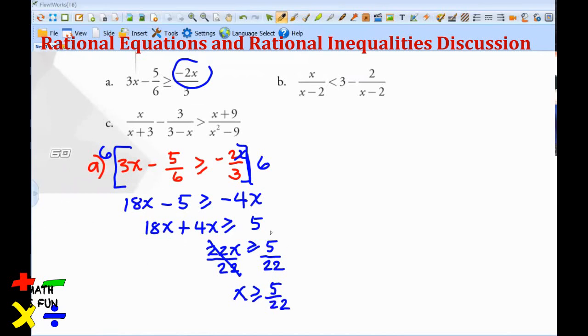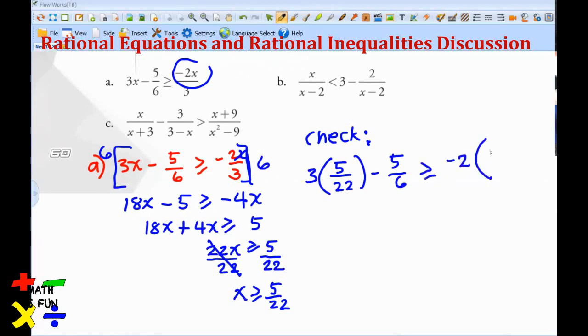Okay? So let us check again if it is correct. 5 over 22. So check. This is our inequality: 3, open bracket, 5 over 22 minus 5 over 6 is greater or equal to negative 2, open bracket, 5 over 22 over 3.